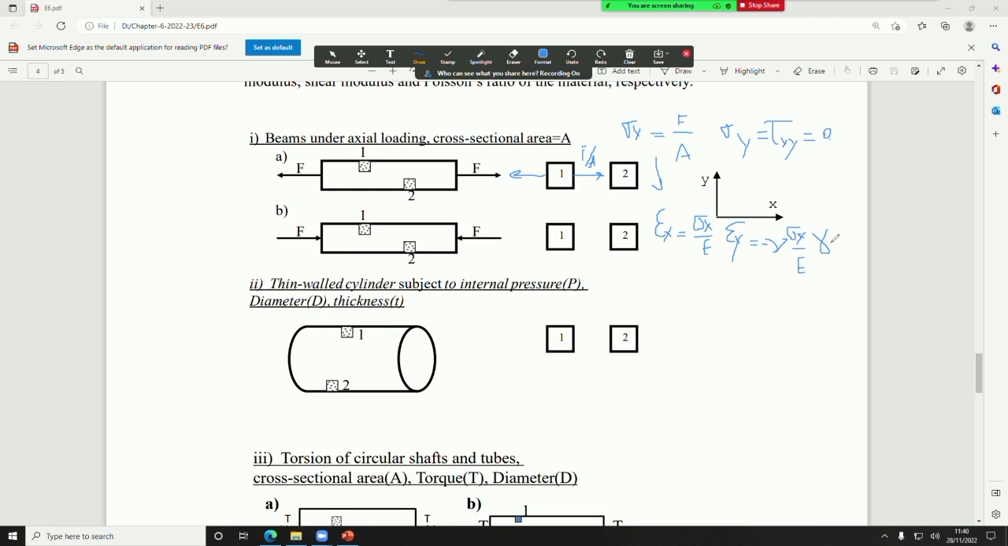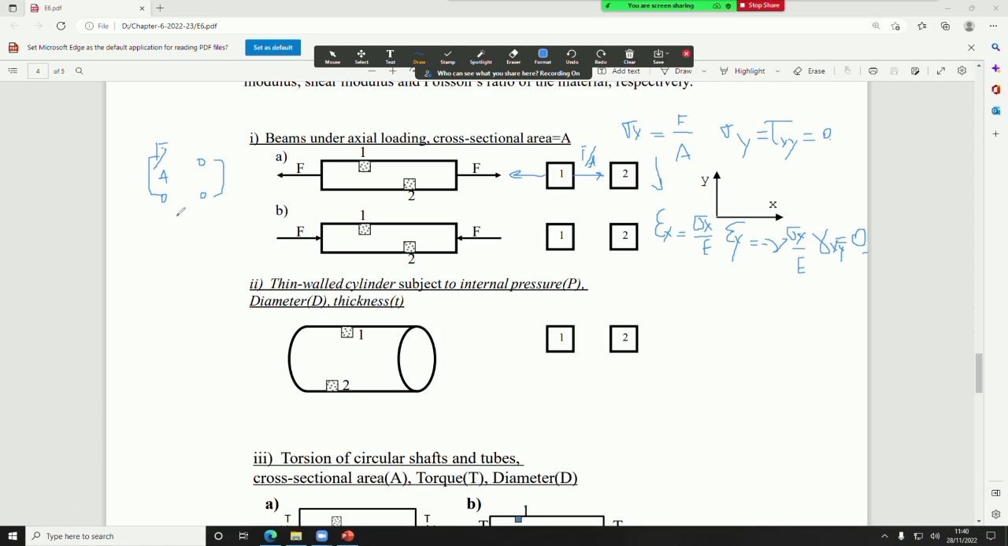What about gamma xy? Because we have a strain is a matrix as well. What is gamma xy? Zero. Do we have any shear stress? No, so there is no shear strain. So the stress matrix is just F over A, zero, zero, and zero. Do you agree with me?